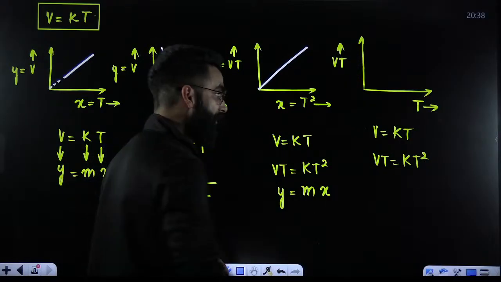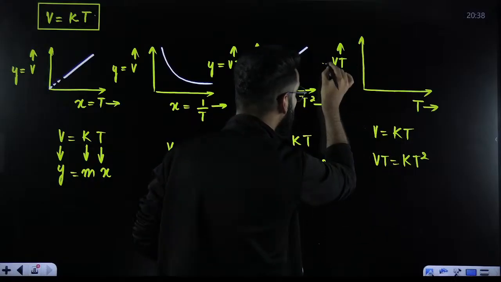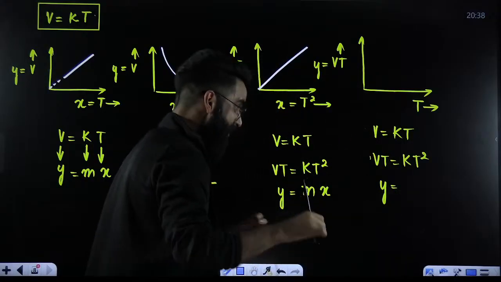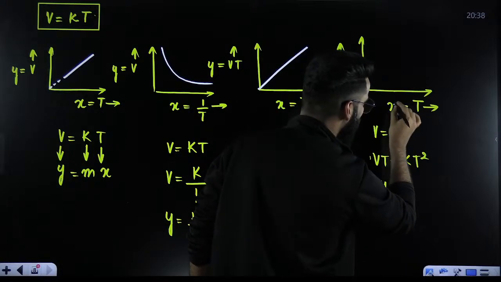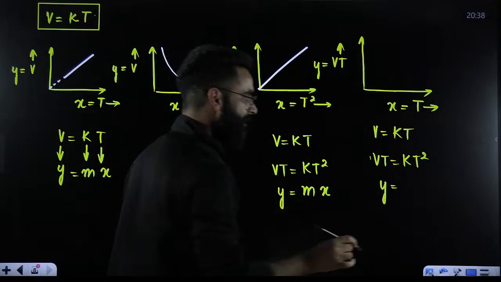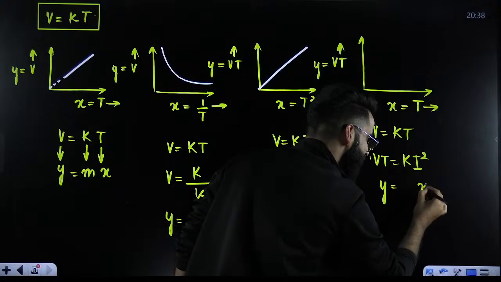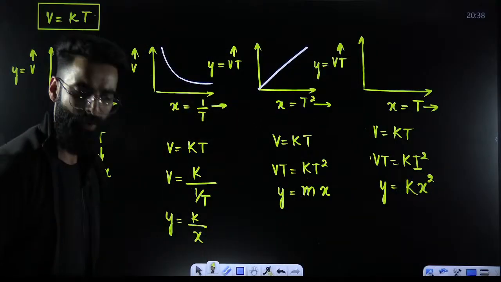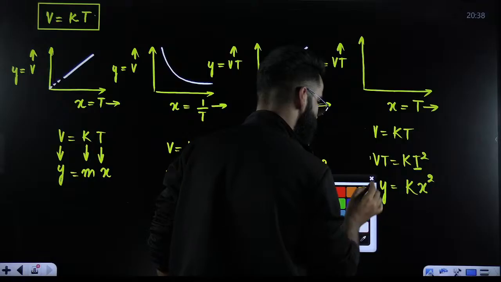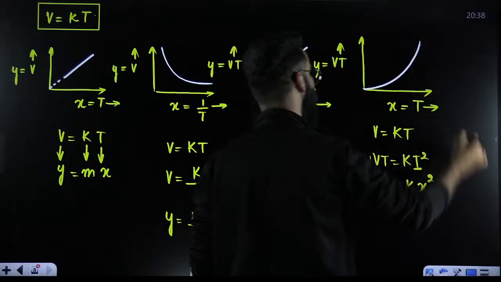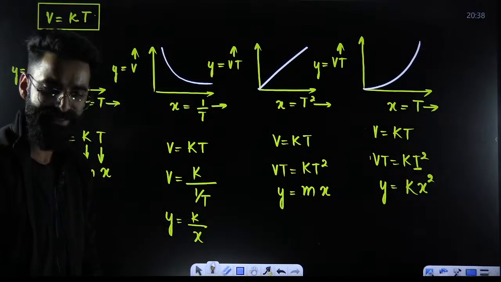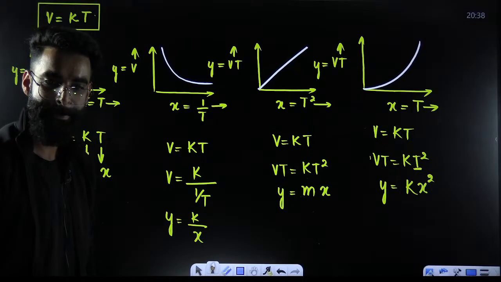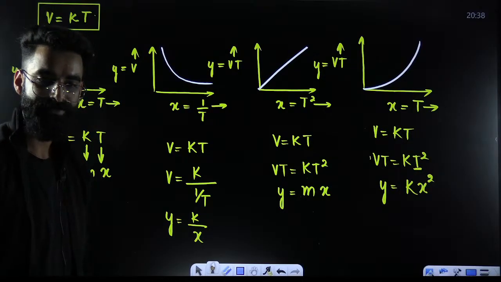Now tell me one thing. This Vt you are plotting along the y-axis. Now along the x-axis you are plotting just T. So instead of this T only you are writing x. So this is T square, x square. So y is equal to kx square. Few minutes back only I told you, it is going to be a parabola opening upwards, right? Simple and basic stuff, my dear students.